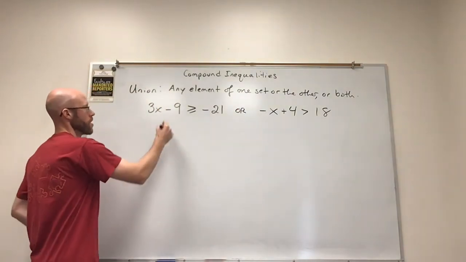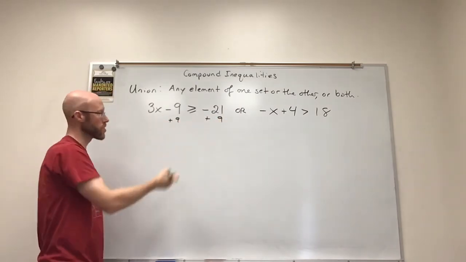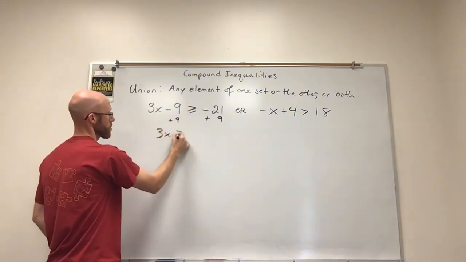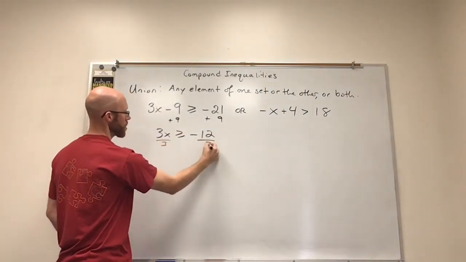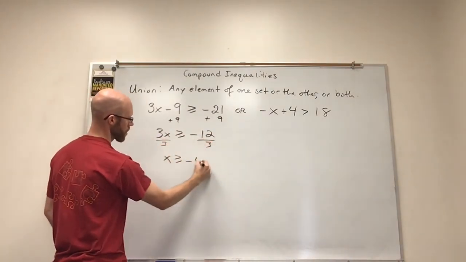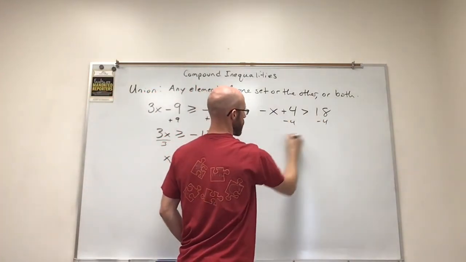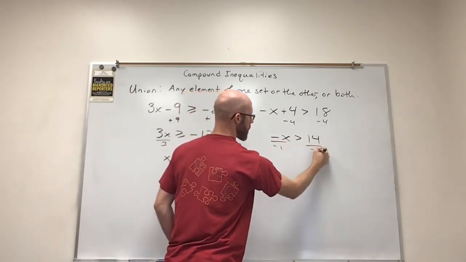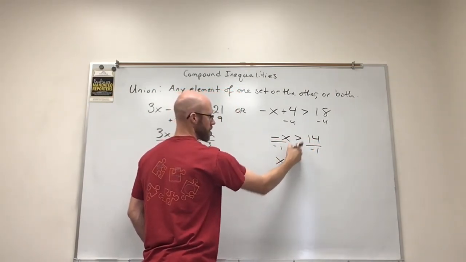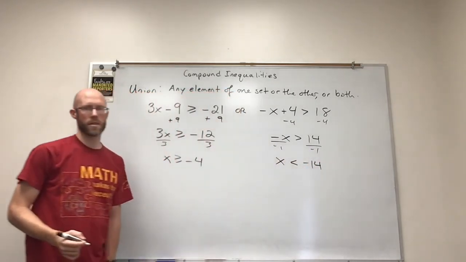And so I'm going to add the 9. Now this one I have to solve each of these individually. 3x greater than or equal to -12. Divide by the 3. X is greater than or equal to -4. And over here on the right, subtract the 4. -x is greater than 14. Divide by -1. Got to switch the inequality when we divide by a negative, and I get x is less than -14.